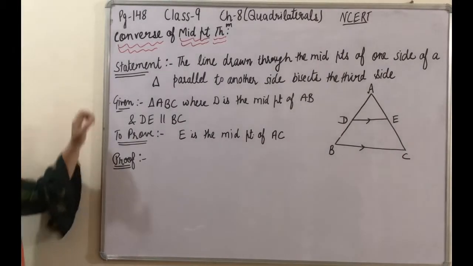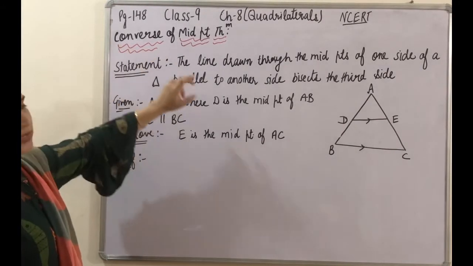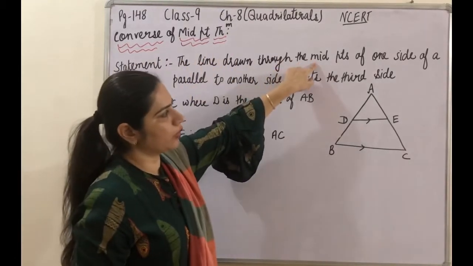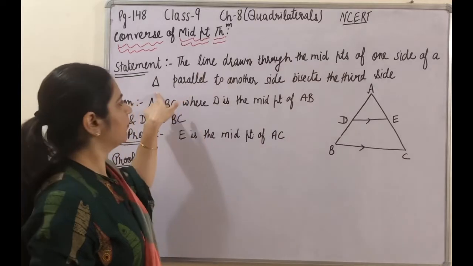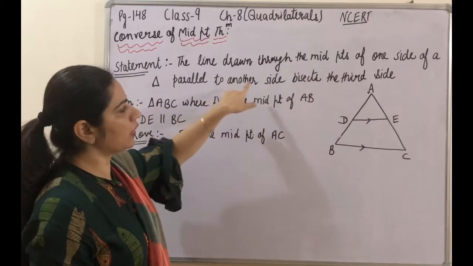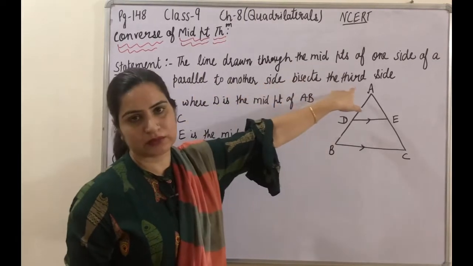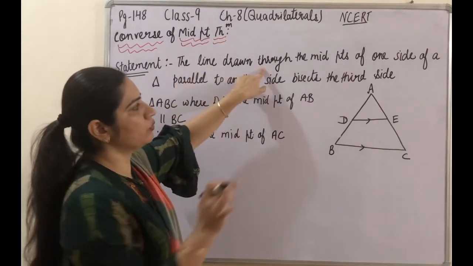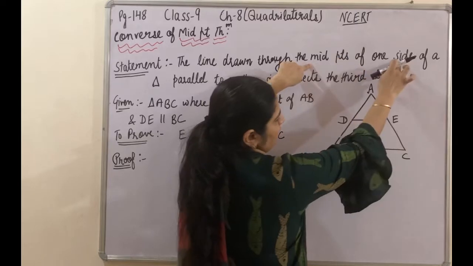Now we'll do the converse of the midpoint theorem. And what is the converse of the midpoint theorem? The line drawn through the midpoint of one side of a triangle parallel to another side bisects the third side. What is given? A line drawn through the midpoint of one side.